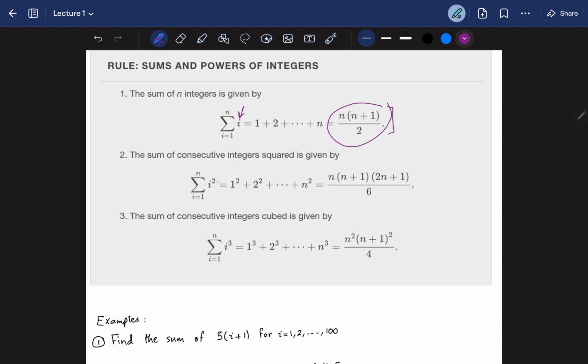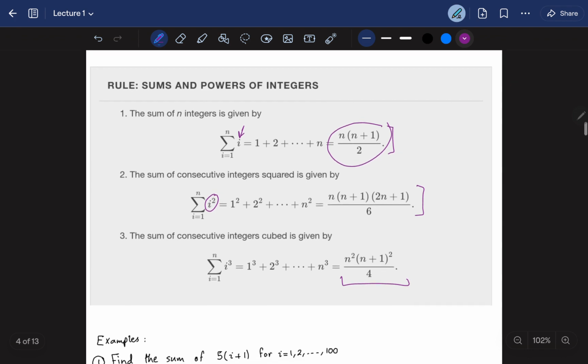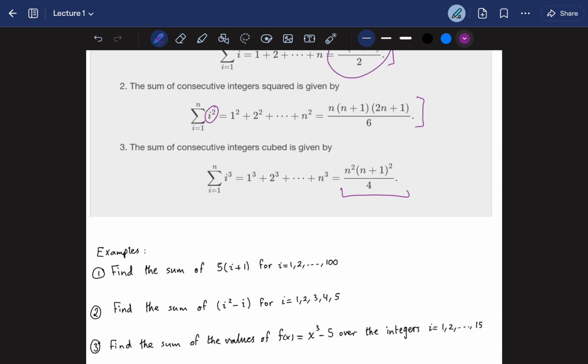Similarly, if I'm adding up I squared, I can find the sum directly using this formula. And similarly for I cubed, we have this formula. So the only thing that you need to do here is to determine your N, and once you have your N, you just substitute it in the formula and you get your sum directly. So let's see how this is useful.